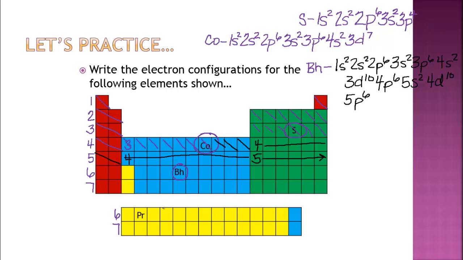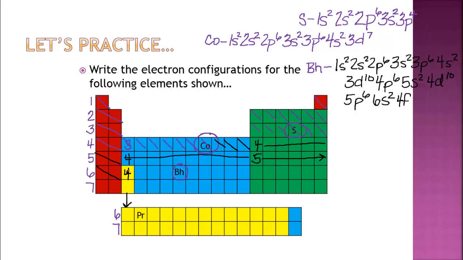See how much easier this is than trying to follow that energy pyramid? Now I'm into 6. So 6th period, s block, cover 2 of them. Now I'm going to hit the yellow section. So remember, this is now my f section, and it's going to be 2 less. So this is also going to be a 4. So this is going to be 4f, and then I have to come down to the corresponding row. So I'm going to go 4f.